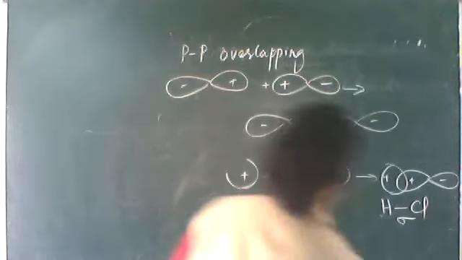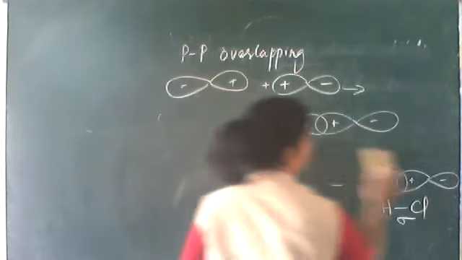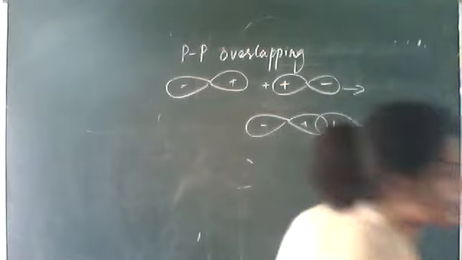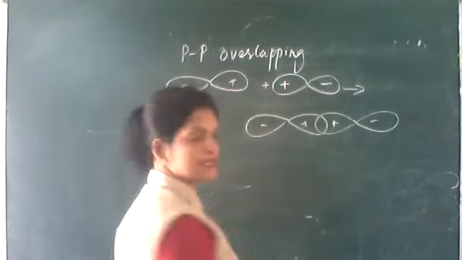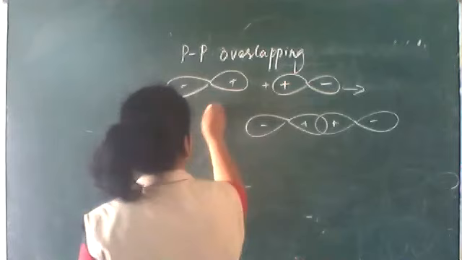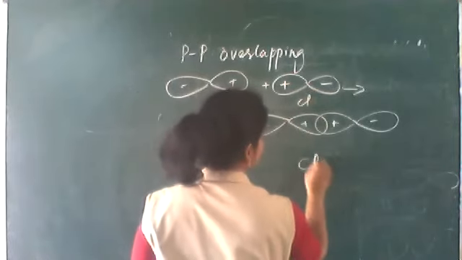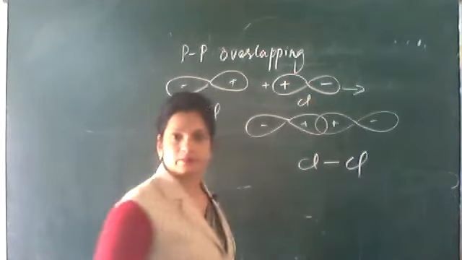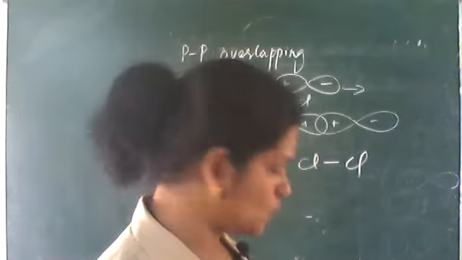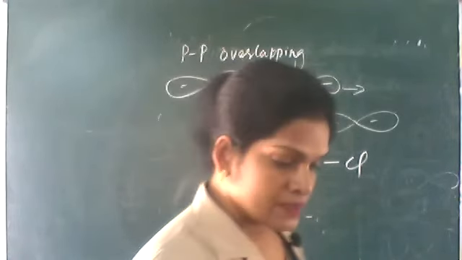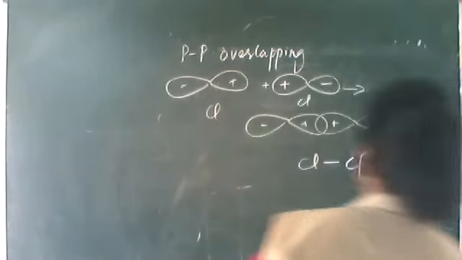Again, we are getting a sigma bond. You can take it along the z-axis, that is the internuclear axis. So you will be getting a bond. You can say Cl and Cl, this is Cl, this is Cl, so Cl bond Cl, with the 3pz of each one overlapping. So again, you are getting a sigma bond.